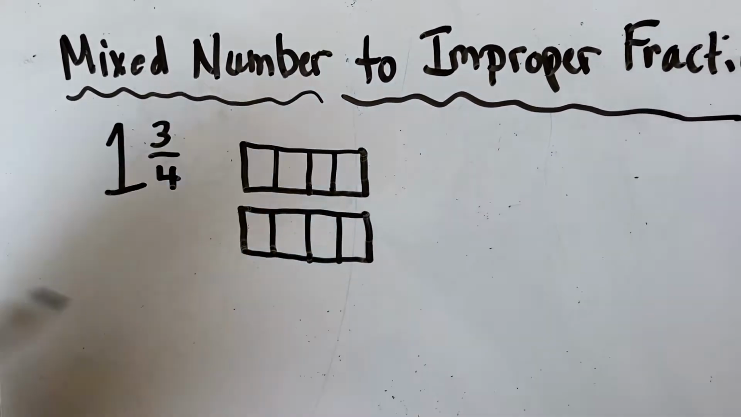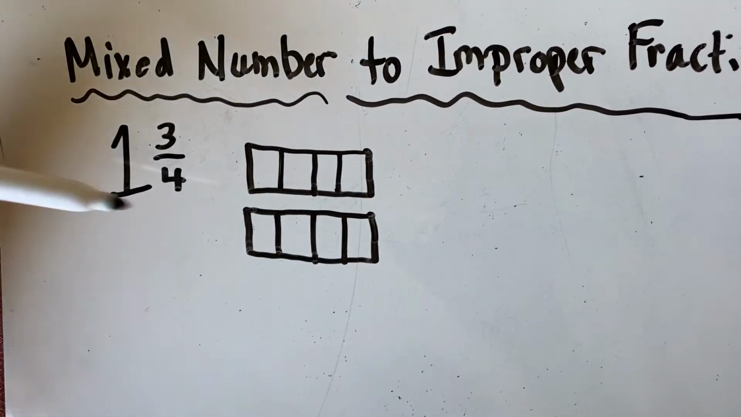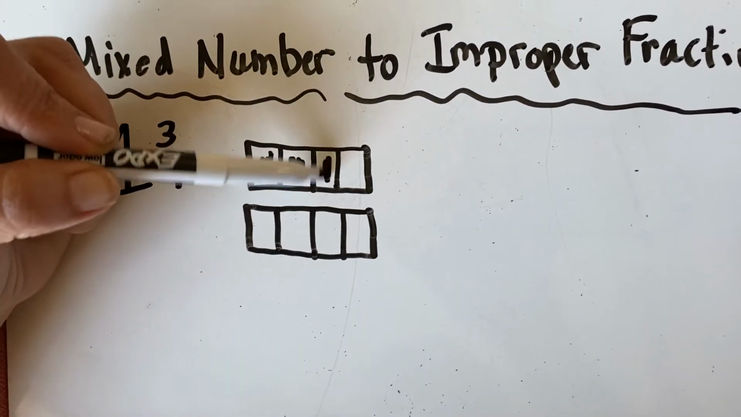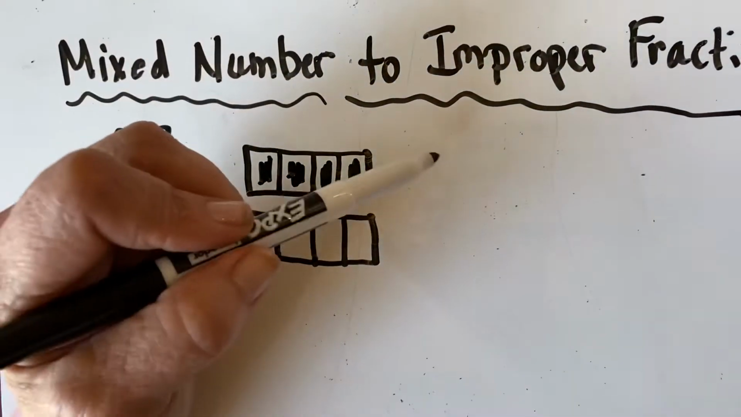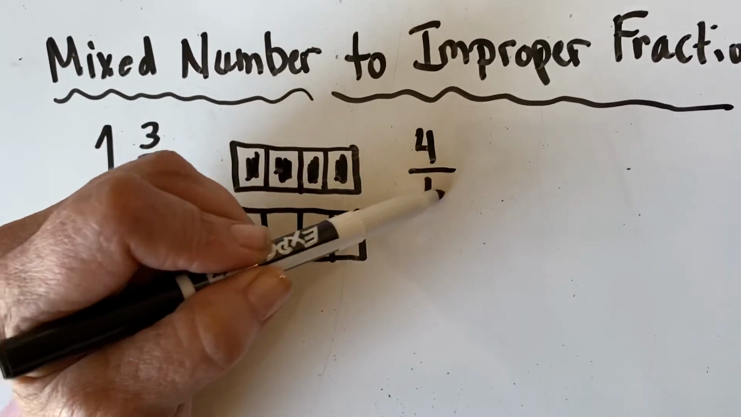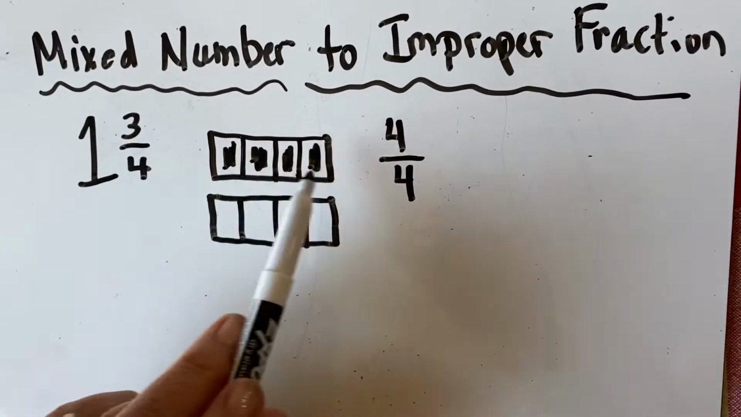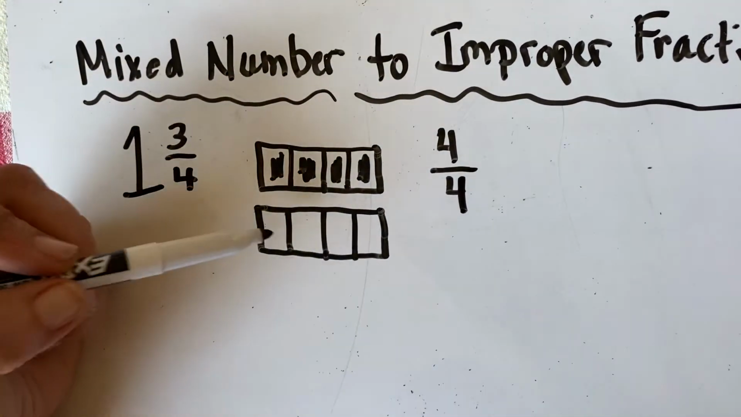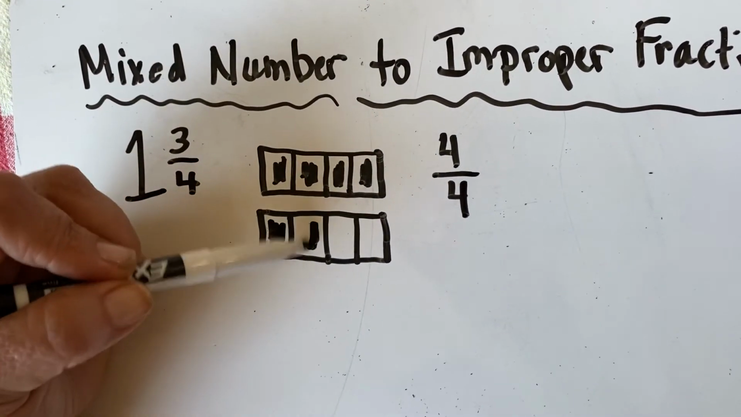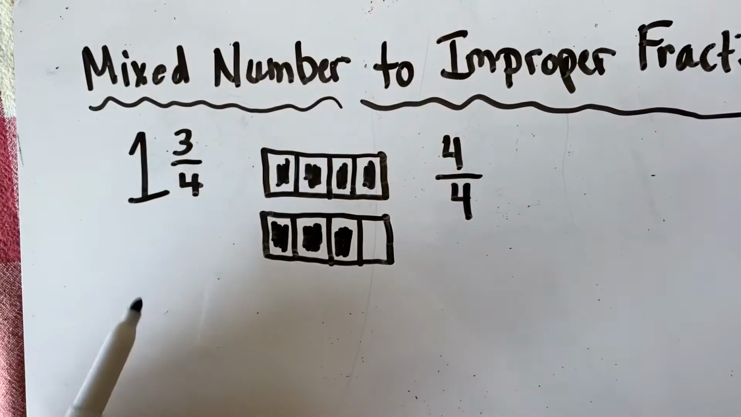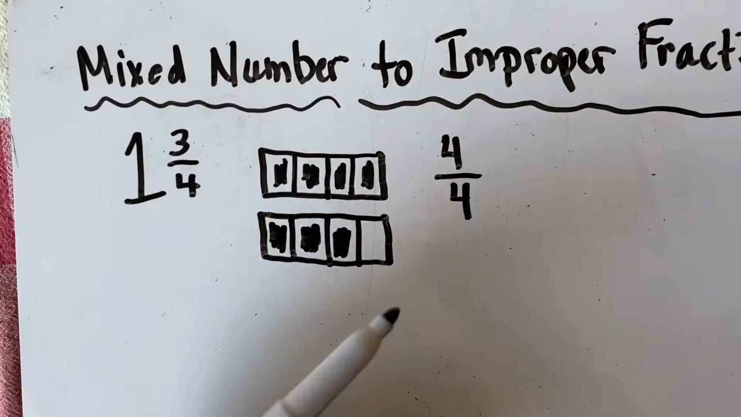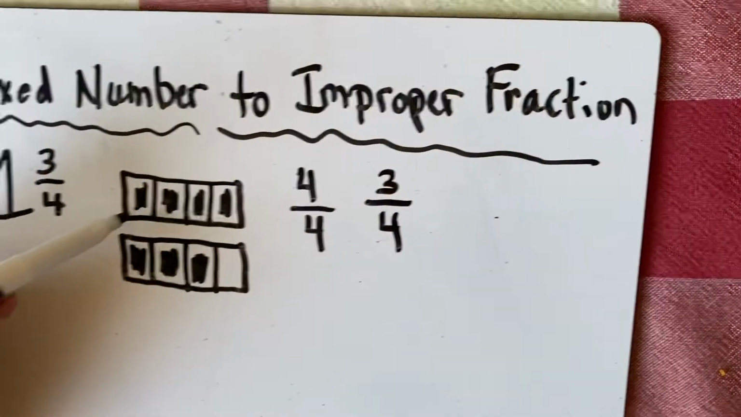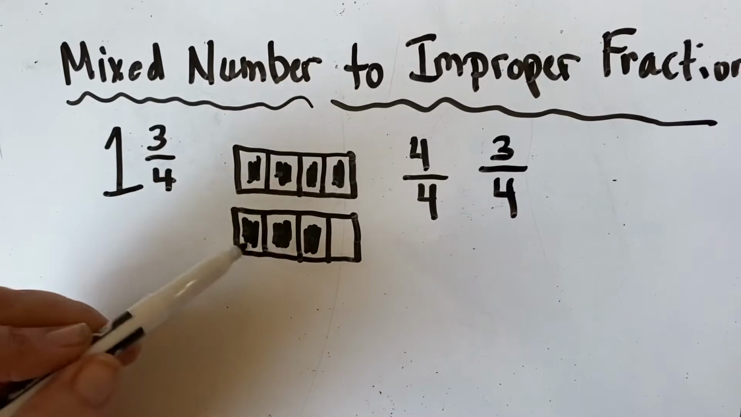They're about the same size, and I need to model 1. Well, we know 1 is 4/4, right? That's a whole. And so that's 4/4. 4 are shaded out of 4 total, 4/4. And then I can't forget about the fraction, 3/4. So I have 1 3/4, okay? And so I have 4/4 and 3/4. 1 whole, 4/4, and then 3/4.